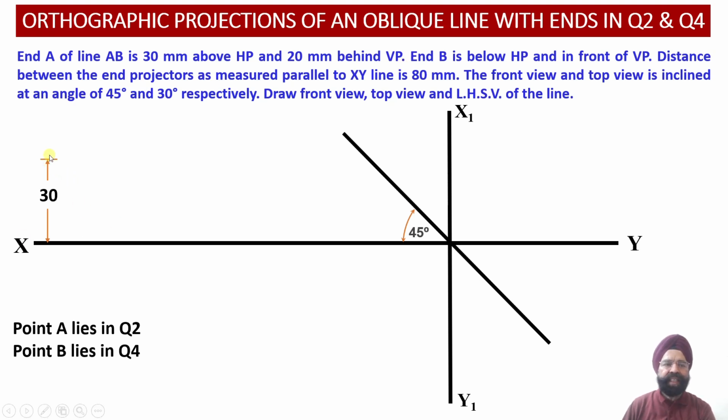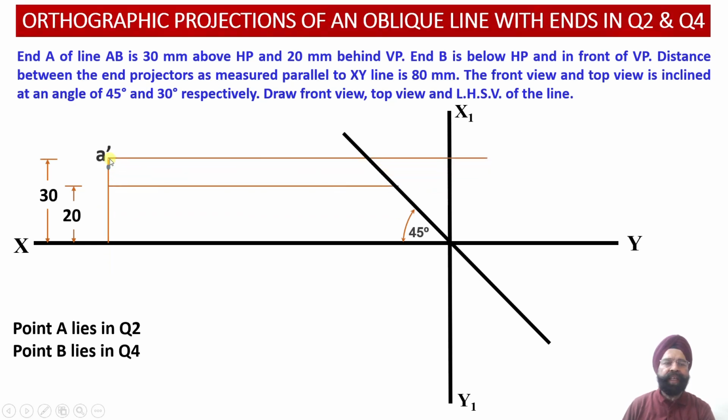We know that the point A is 30 millimeter above the horizontal plane. So the point A dash will be lying 30 millimeter above the XY reference line. Similarly, the end A lies 20 millimeter behind the vertical plane. So we are going to obtain the top view projection of the end A of the line at a distance of 20 millimeter above the XY reference line. Here we have obtained the front view as well as the top view projections of the end A of the line.